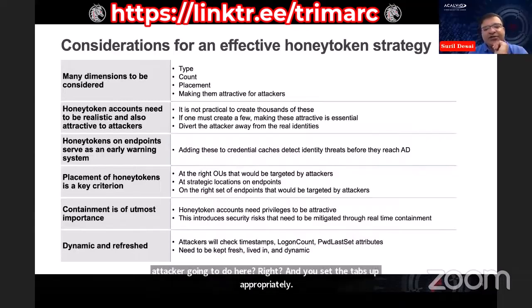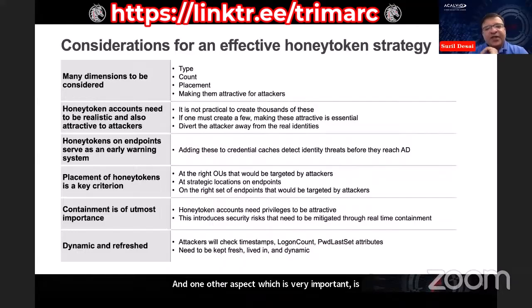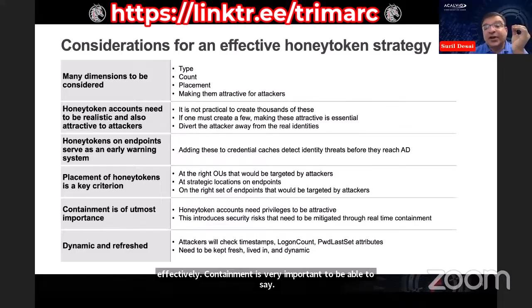And one other aspect which is very important is containment. Ultimately, if you want to make these honey tokens useful, then you have to grant certain permissions, because if you make them represent nothing, then nobody will go after them. But granting permissions has an associated trade-off: those permissions are real and they are real objects in Active Directory, so if the attacker can take over the honey token, they can actually use that to create harm to the enterprise. So containment is very important: let the attacker attempt, but if the attacker attempts, then we will cut off the attempt, right?